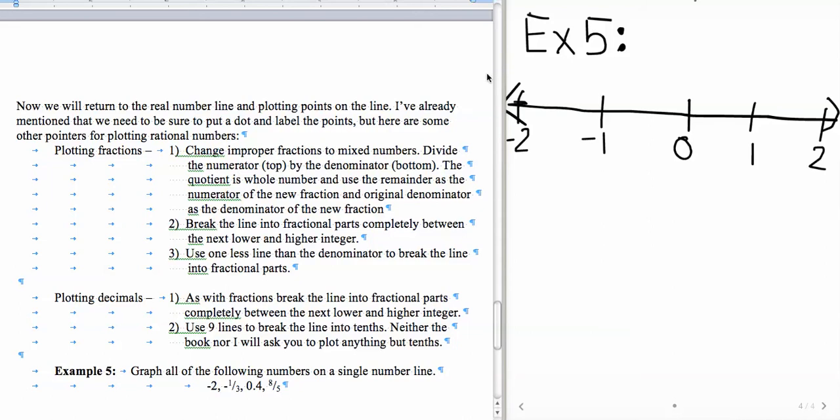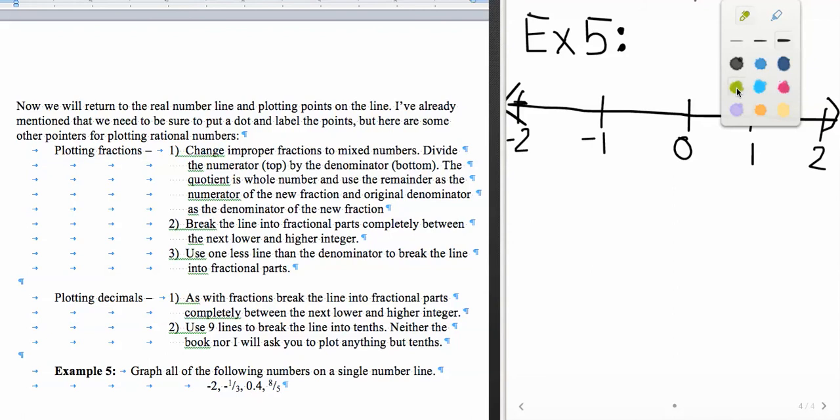Okay, our next lesson is to plot numbers on a number line. So our first example here, and our only example in this section, is to plot numbers that are both integers and rational numbers. And we're going to focus on our decimals and our fractions. So our first one is just an integer, -2. You'll see the example down here at the bottom, example number 5.